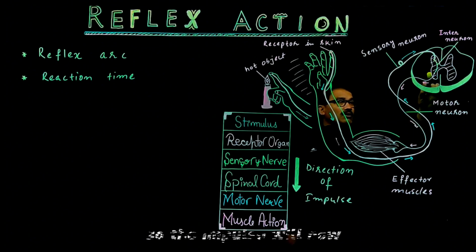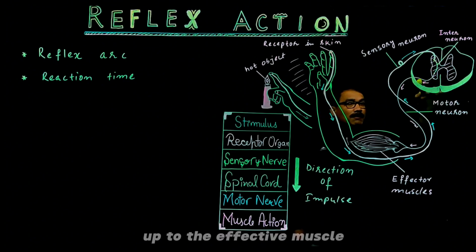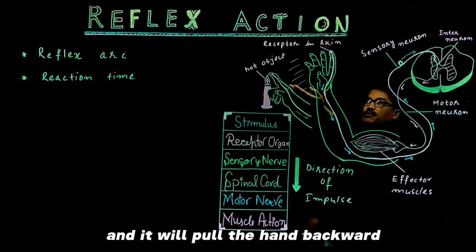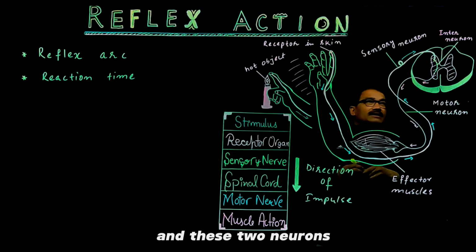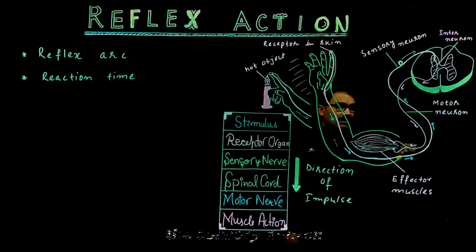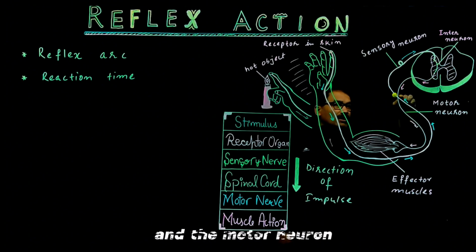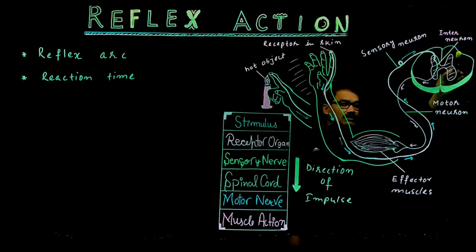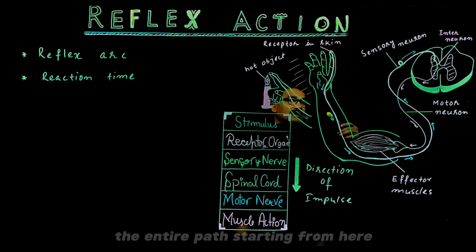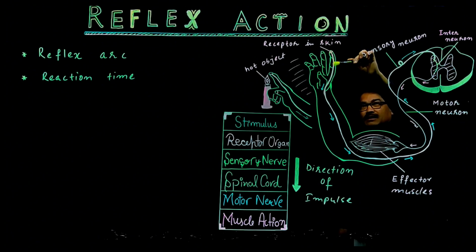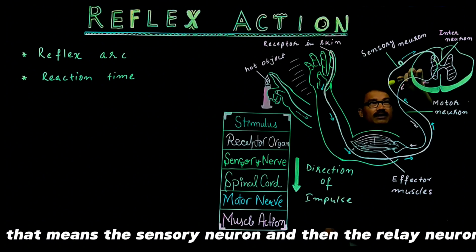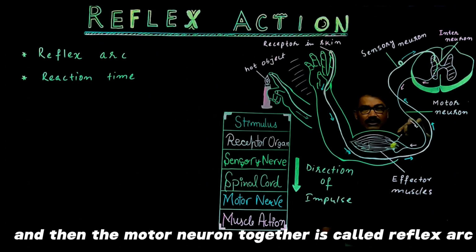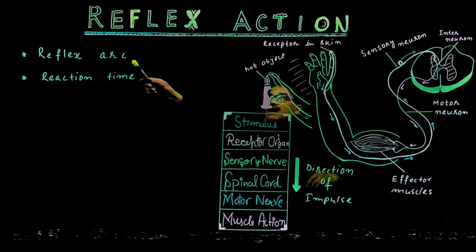So the impulse will now travel from the spinal cord up to the effector muscle. The effector muscle will contract itself and it will pull the hand backward. And these two neurons, the sensory neuron and the motor neuron, are connected by a relay neuron or an interneuron. And this whole path, the entire path starting from here, that means the sensory neuron and then the relay neuron and then the motor neuron together is called the reflex arc.